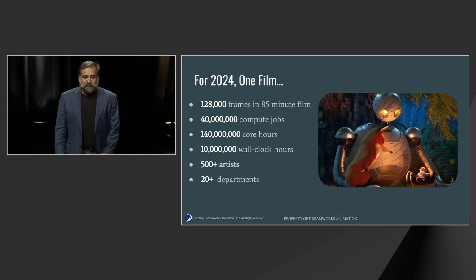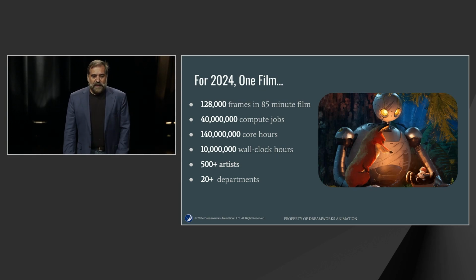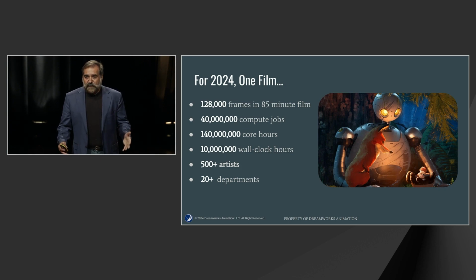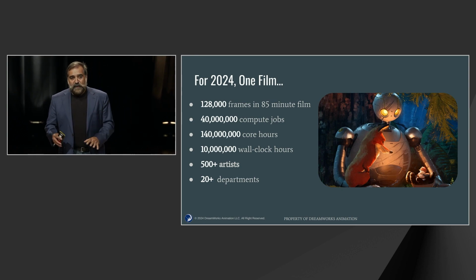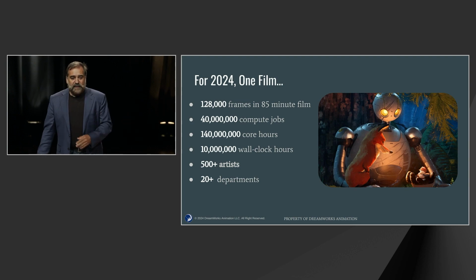So given what I said before, it's all simulations and graphics, we have a lot of processing to do to generate this imagery. So here are some numbers for a single film like The Wild Robot. An 85-minute film is roughly 128,000 computer-generated, rendered frames. But over the life of a film, each frame is rendered many, many times as it goes through the process. So in total, that's about 40 million jobs that run through our render farm just to make one film.